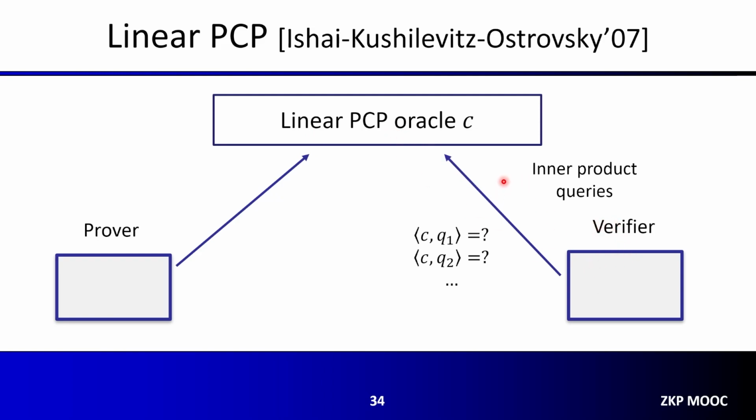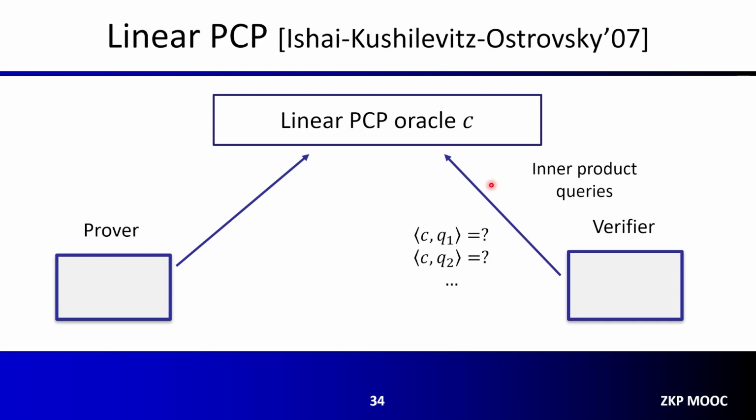Now the queries are actually linear functions. The verifier can submit a vector, let's say q1, of the same size as c. The oracle will compute the inner product between c and the verifier's query q, and return a single value to the verifier. So this defines a linear function for the oracle and the query. That is why it's called linear PCP. The prover is only allowed to post these linear oracles, and the verifier is only allowed to make linear queries to these oracles. So that is the linear PCP model.